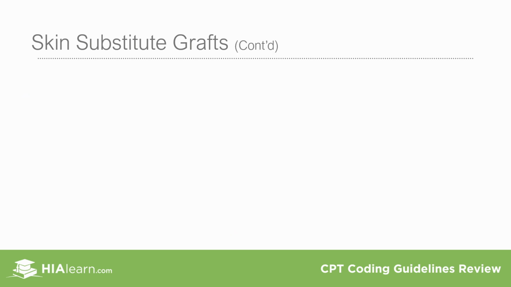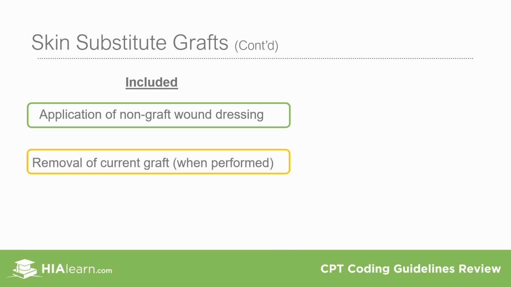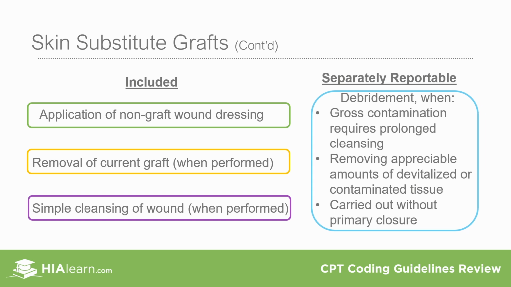Procedural elements included in the application of skin substitute grafts include application of non-graft wound dressing and removal of a current graft and simple cleansing of the wound when performed. As with autografts, debridement is separately reportable when gross contamination requires prolonged cleansing, removal of appreciable amounts of devitalized or contaminated tissue are performed, and/or debridement is carried out independently without performance of primary closure.